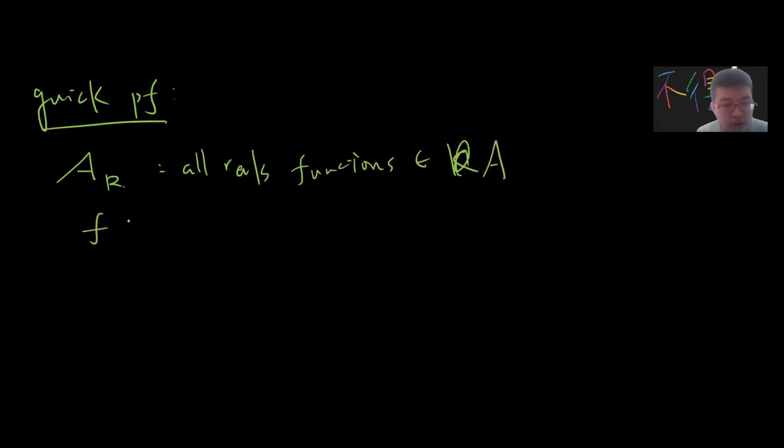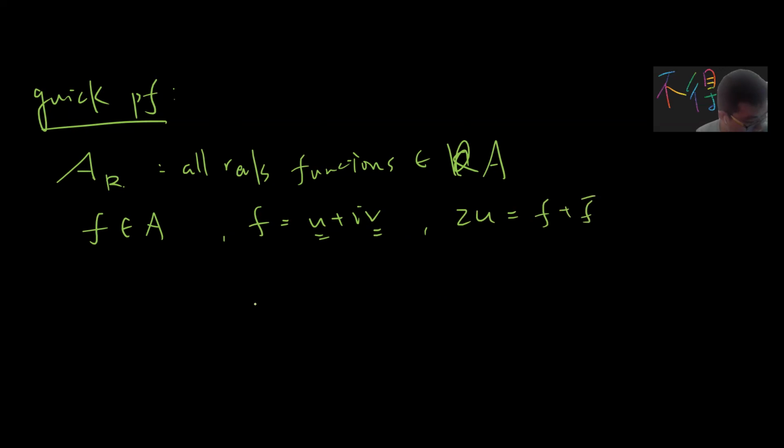So key idea is that you can define AR to be the set of all real functions on K which belong to A. And then now let's say f belongs to A, right? And so f can be written as u plus iv, where u and v are real. And 2u is f plus f conjugate. And I know that since A is self-adjoint, this guy belongs to A, this guy belongs to A. So u belongs to A.